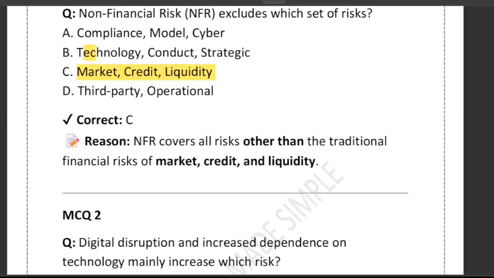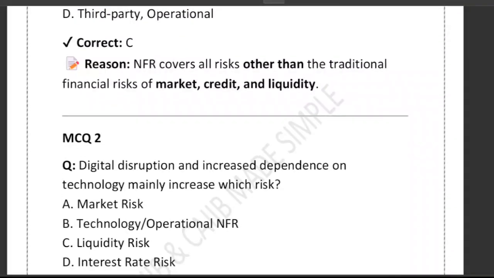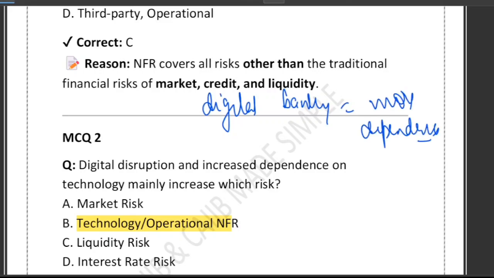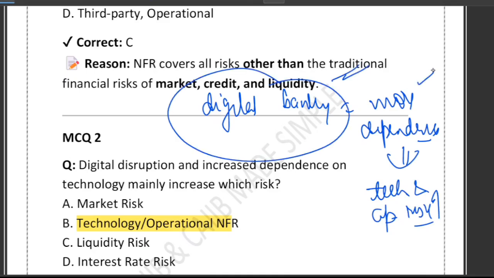Next question: digital disruption and increased dependency on technology mainly increase which risk? Suppose digital disruption is there and we are increasing dependency on technology. Options: market, technology, operational, liquidity, interest. Correct answer is B. It increases the technology and operational NFR. Why? Because it is very simple to understand. If you have more digital banking, it means more dependence on technology, and more dependence on technology means higher technological and operational risk. Very simple logic.